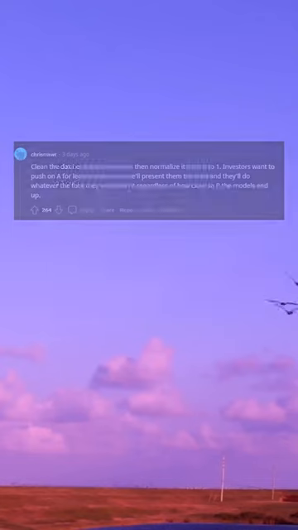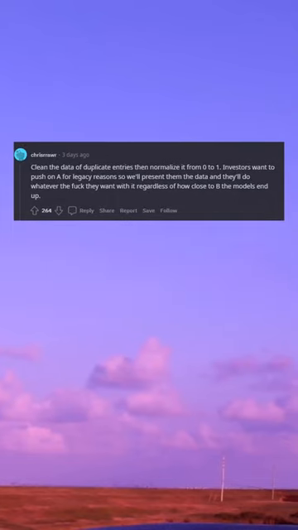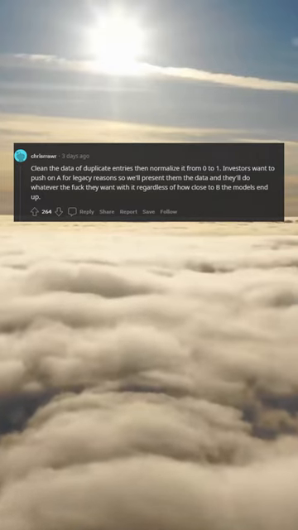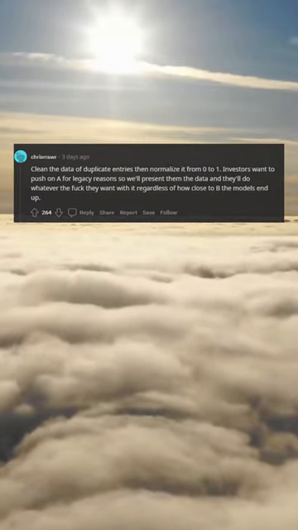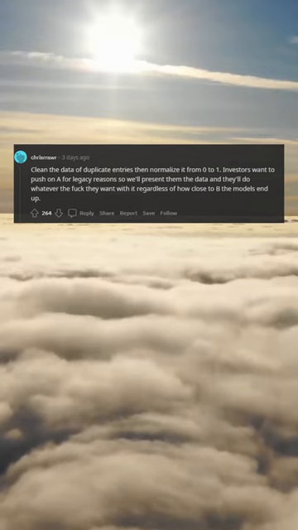Repeat ad infinitum. Clean the data of duplicate entries, then normalize it from 0 to 1. Investors want to push on A for legacy reasons, so we'll present them the data and they'll do whatever the fuck they want with it regardless of how close to B the models end up.